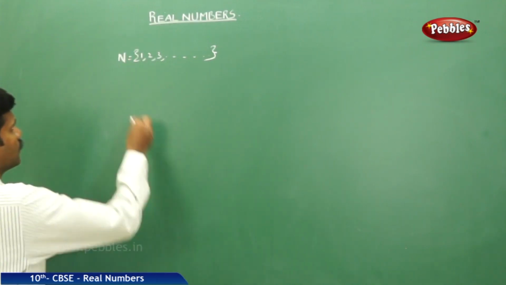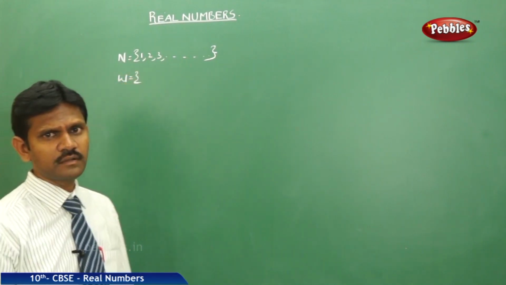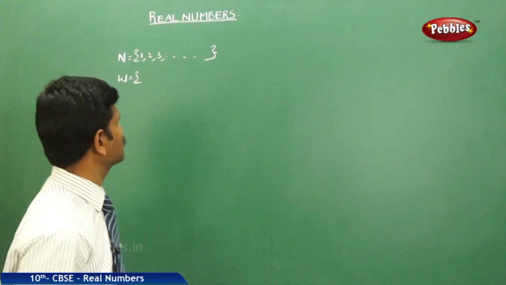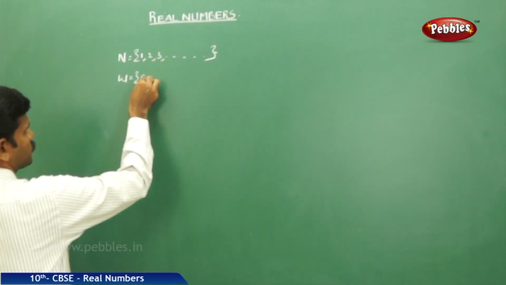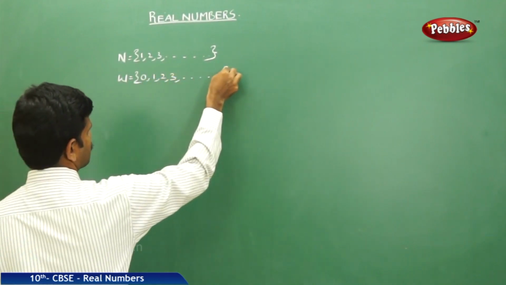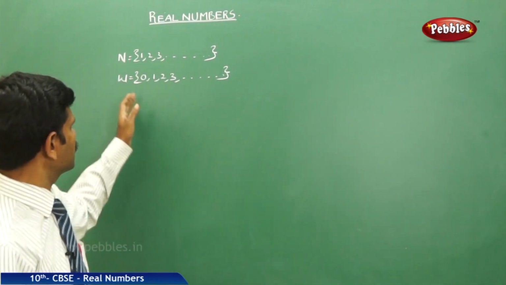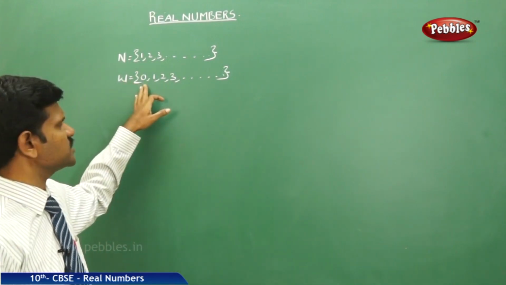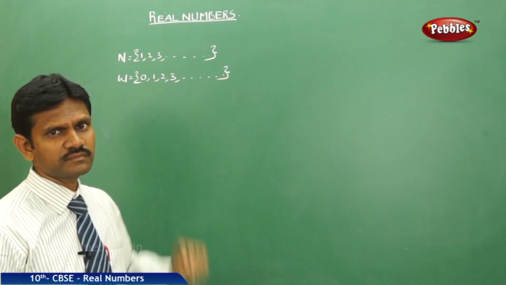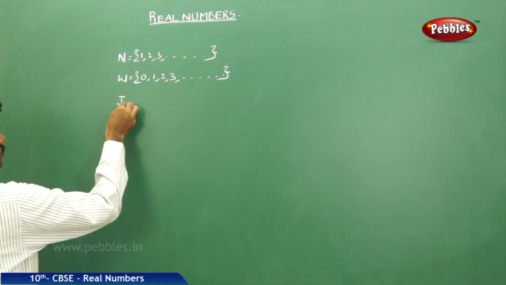Next, the set of whole numbers. How to define a whole number? To the natural numbers, if you include 0, then the set of numbers formed is called the set of whole numbers. That means in the set of whole numbers, the least number is 0 and the highest number is not defined.